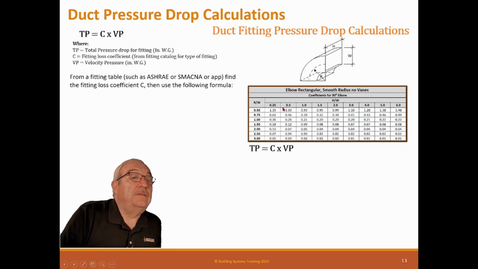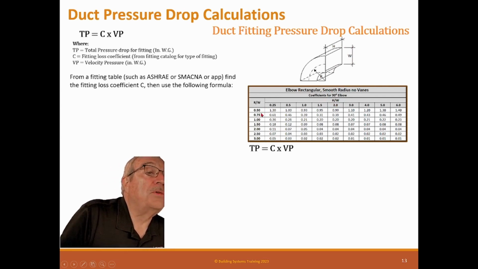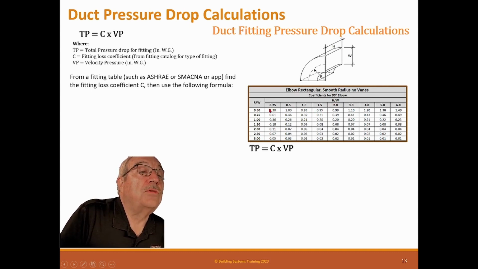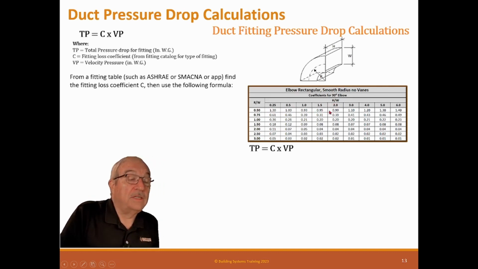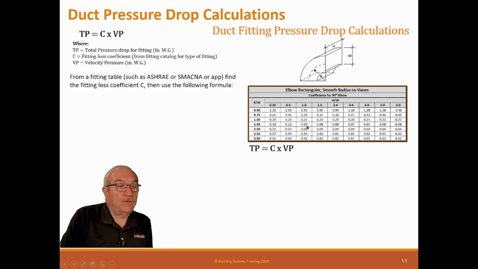So the R over W goes from 0.5 to 3. H over W goes from 0.25 to 6. Now, if you're over those numbers, you just divide it up, cut the duct in half or something, to do that. And the formula again is TP equals C times velocity pressure.